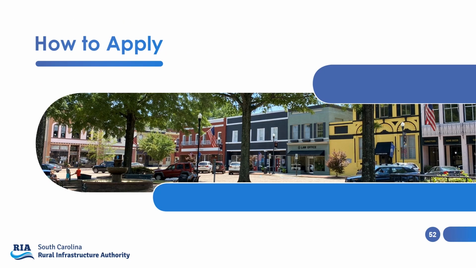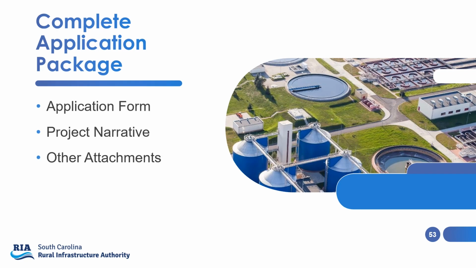Now that we've gone over all 3 grant programs, I'd like to move into some instructions and tips on how to apply for any of RIA's state grants. The application package will contain an application form, a project narrative, and other required attachments. We do have a single application form for all of our state grants. Let me go over that form and point out some key information.